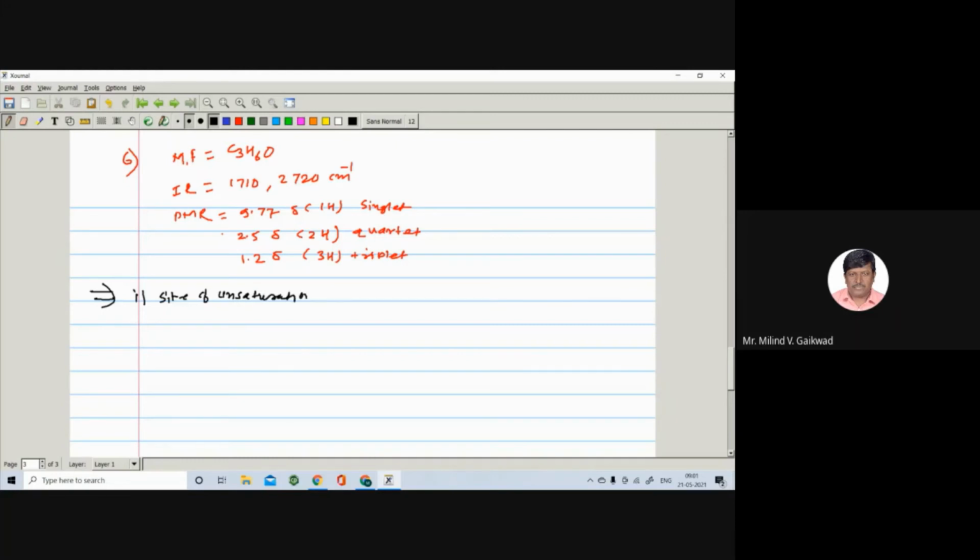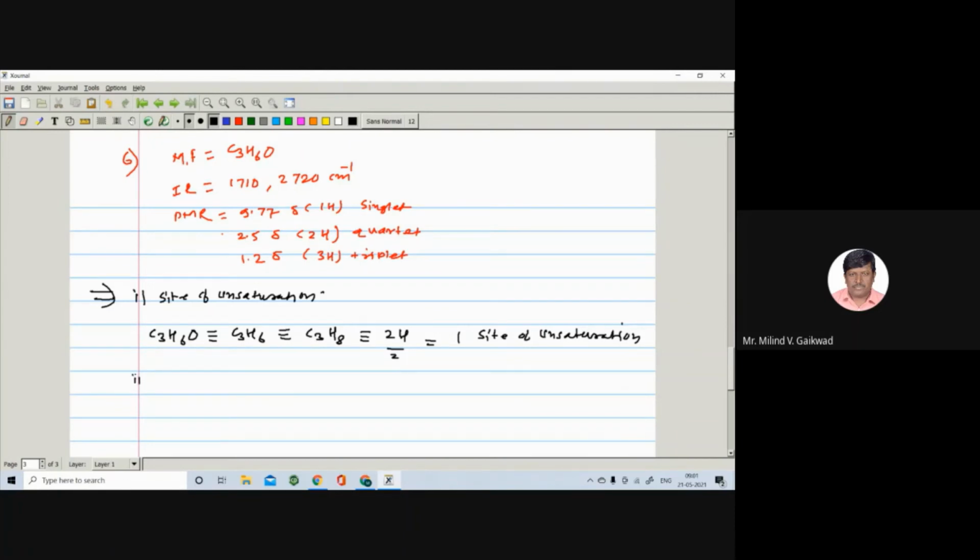Site of unsaturation. The formula is C3H6O. If there is oxygen or sulfur, you have to remove the oxygen and sulfur. It will become C3H6, which converts into the corresponding saturated analog, C3H8. So 8 minus 6 is equal to 2 hydrogen. You have to divide by 2, which means you have one site of unsaturation. This one site of unsaturation indicates that it may be a carbon-carbon double bond, or it may be a ring, one ring like this one.